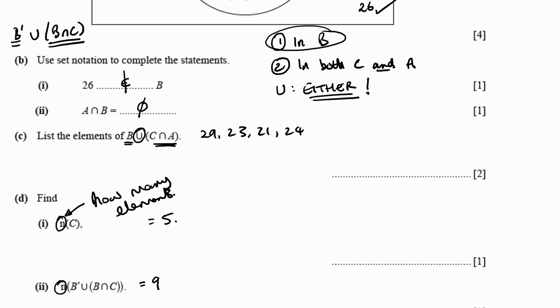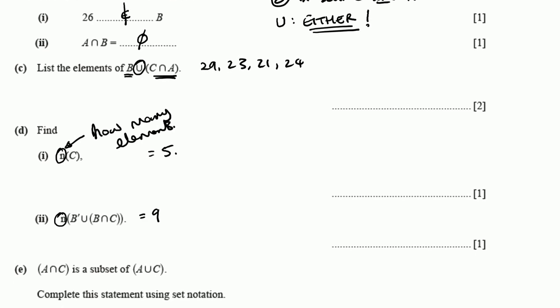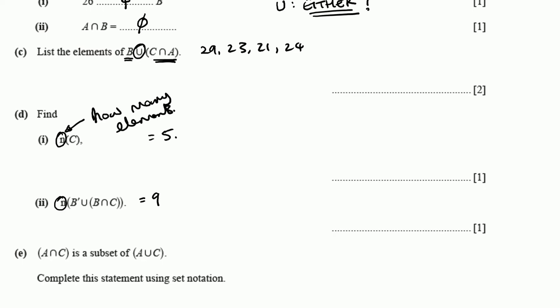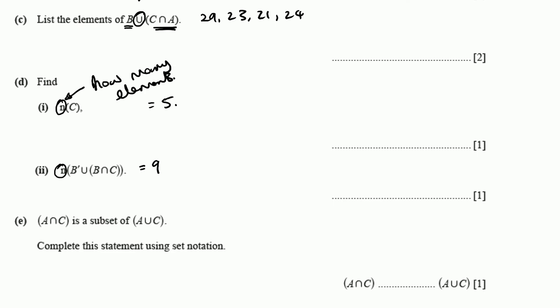So this question is full of important vocabulary for set theory. Make sure that you take that on board and remember it when you're going into an exam. Oh, look, there's more. A intersect C is a subset of A union C. Complete this statement using set notation.